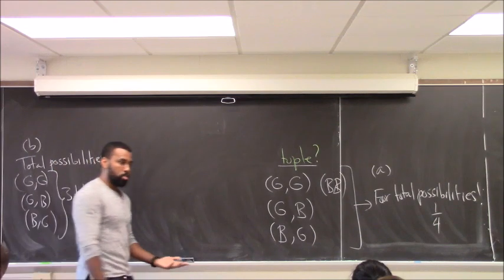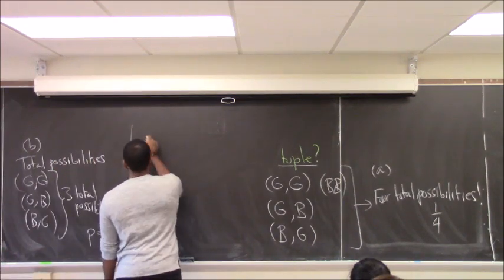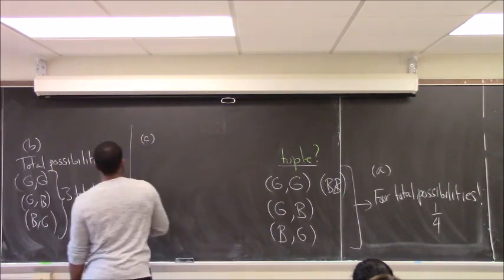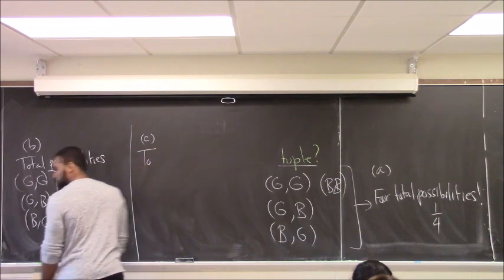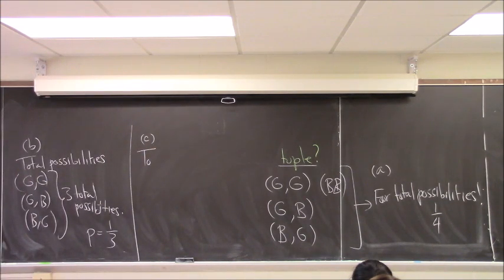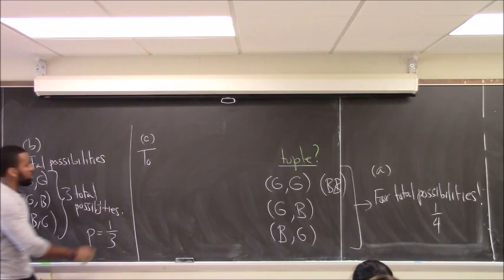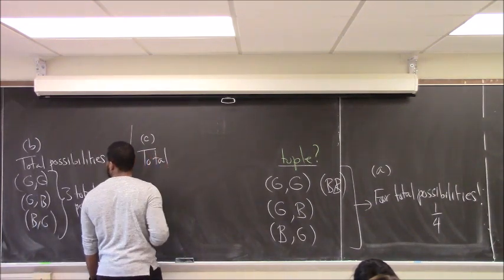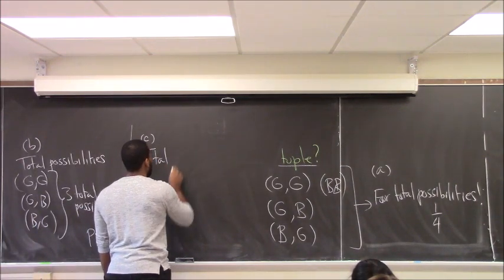Because there were 4 total possibilities. Now, what about the other one? In C, what are we told in C? We're told that the older girl, her name is Freuda.